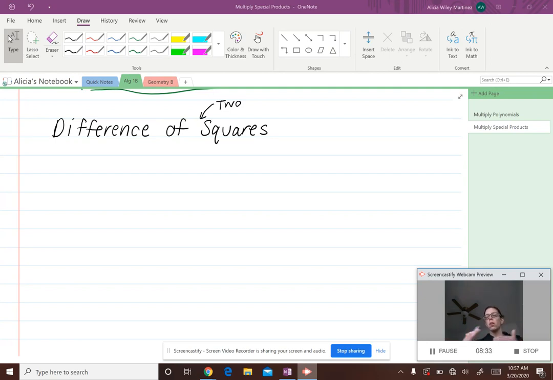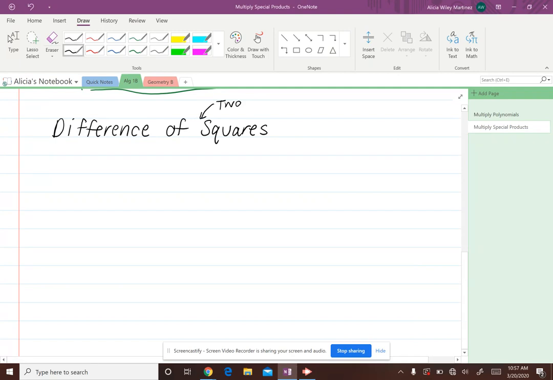Just like you knew multiplication before you knew that 2 times 2 gave you 4, which was a perfect square. These are just special products, right? 2 times 2 is a special product. 3 times 3 times 3 is a special product because it gives you a perfect cube. So that's sort of the idea here. So let's talk about difference of two squares.